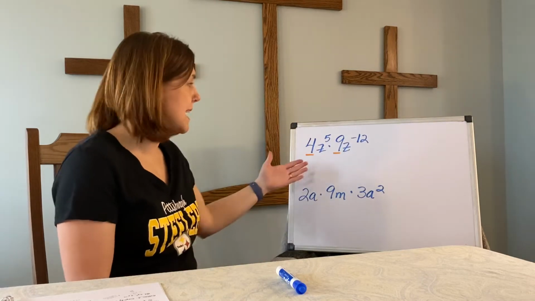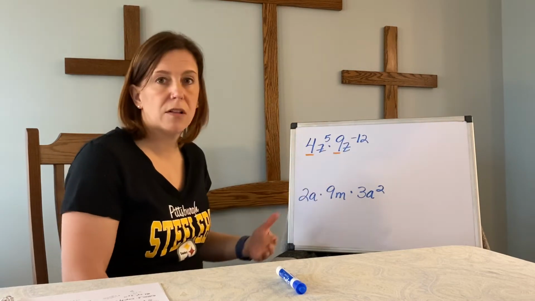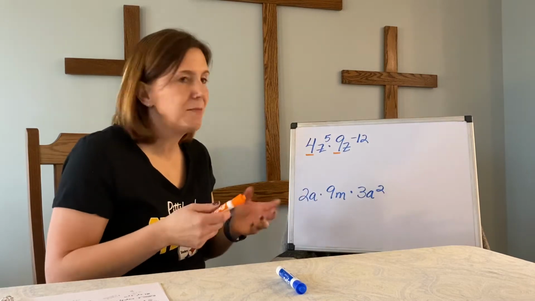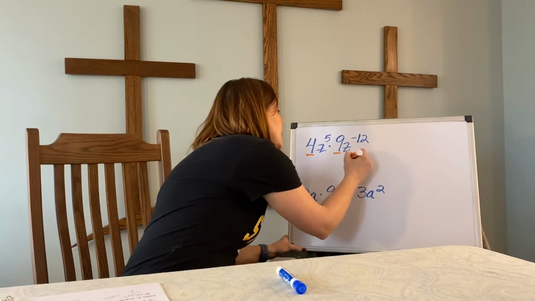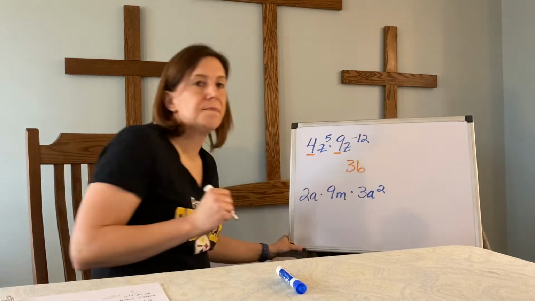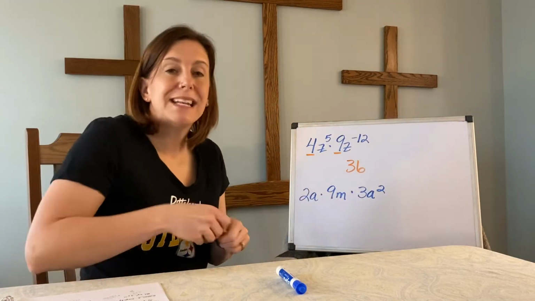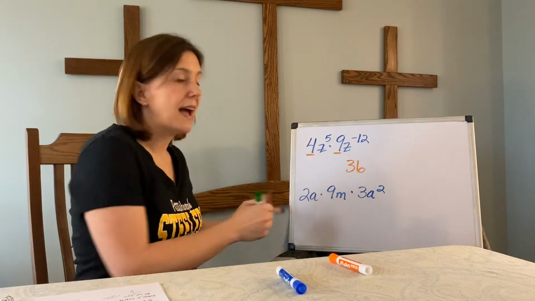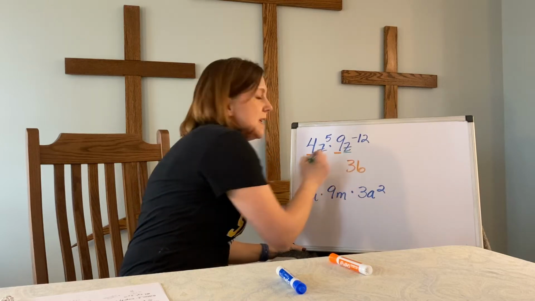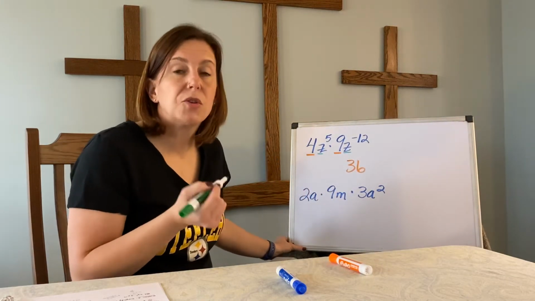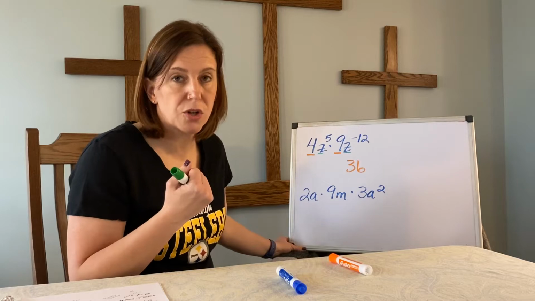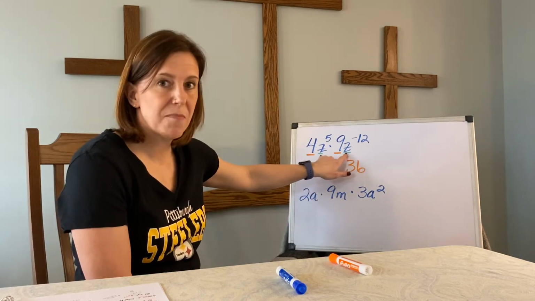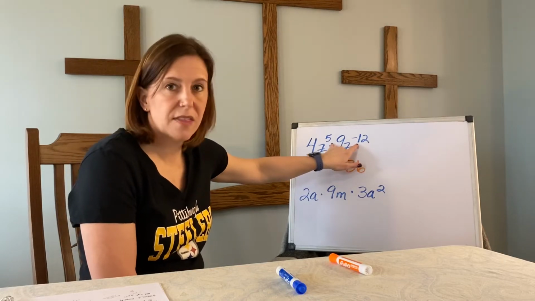Well, the first thing I'm going to attack is the numbers. 4 and 9, they're both regular old numbers. So I'm going to do that math. 4 times 9 gives me 36. So I dealt with that. My next step is to look at my variables. Now in this case, I have a z and a z. They're both the same base, so I can apply my property that we just learned. When I'm multiplying bases with powers, same base, I add the exponents.